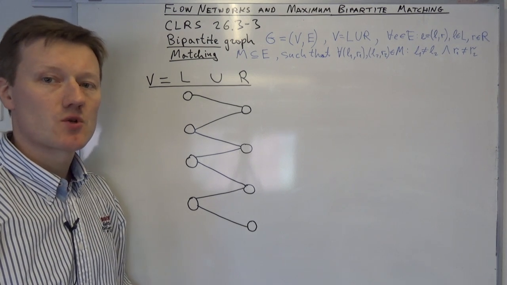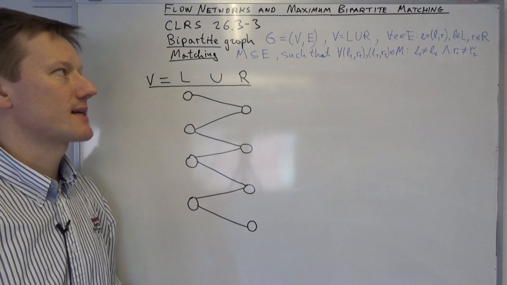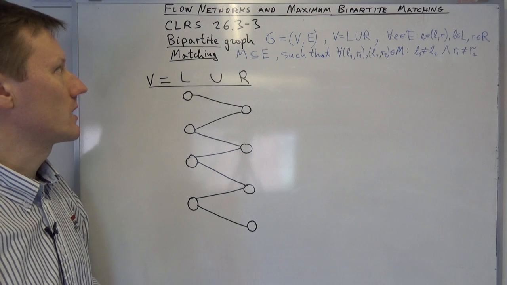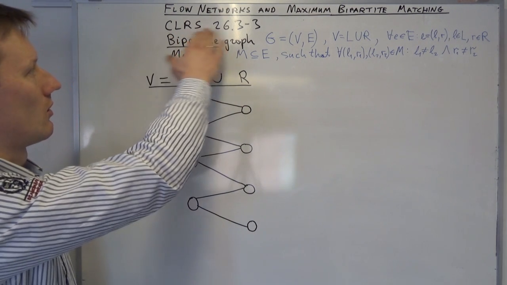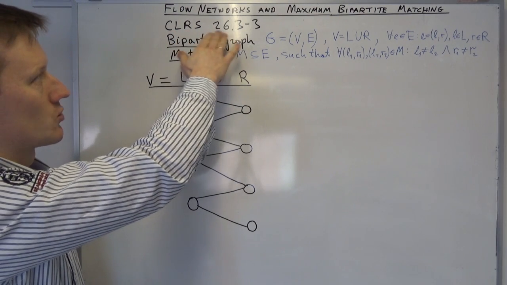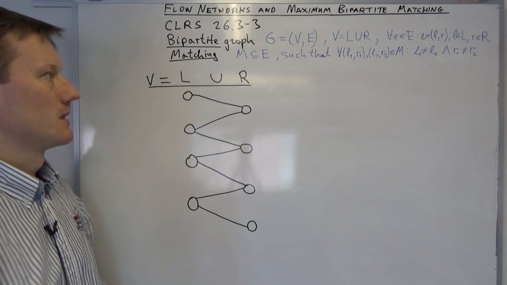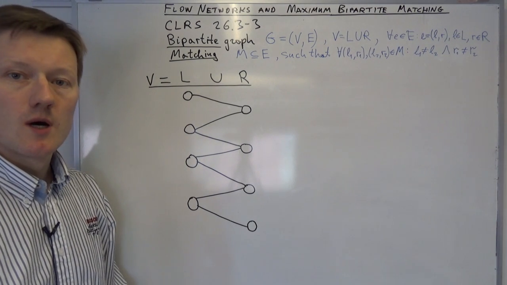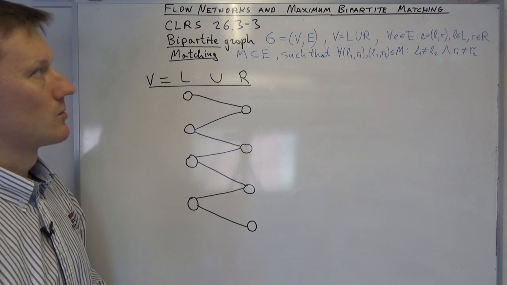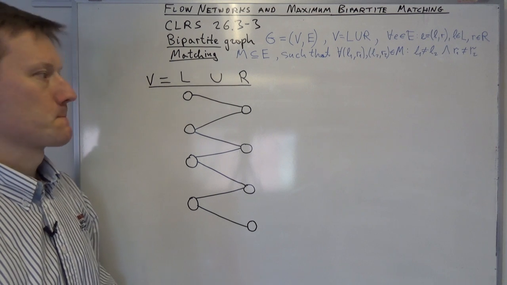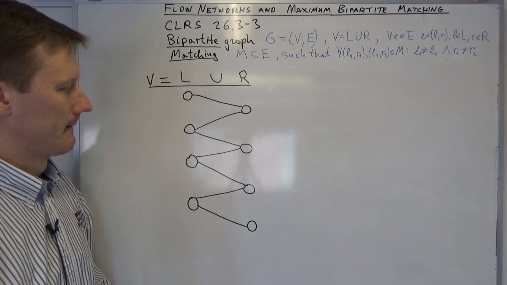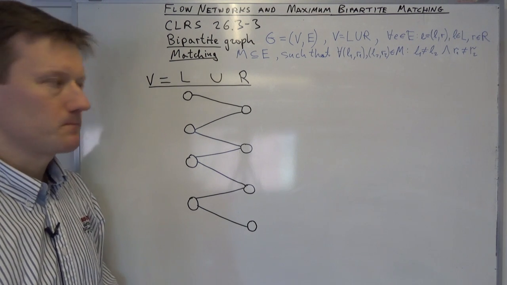Good day. This is a short video on flow networks and maximum bipartite matching. Specifically, we will look at a solution of the exercise from the CLRS textbook, 26.3-3. It's a nice exercise to explore how flow networks can be used to model the maximum bipartite matching problem and how the Ford-Fulkerson method works to find maximum flow.